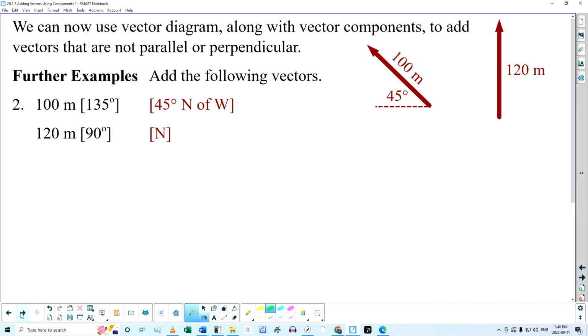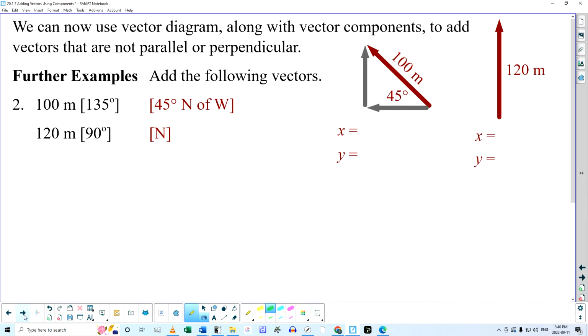Well, we don't really know how to add these two vectors. These two vectors are not in the same direction. They're not in opposite directions, and they are not at right angles to each other. So what we do instead of trying to add them is we find the x and y components of all of these. So when you take a look, let's talk about the 100-meter vector. It has an x component that's to the west and a y component that's to the north.